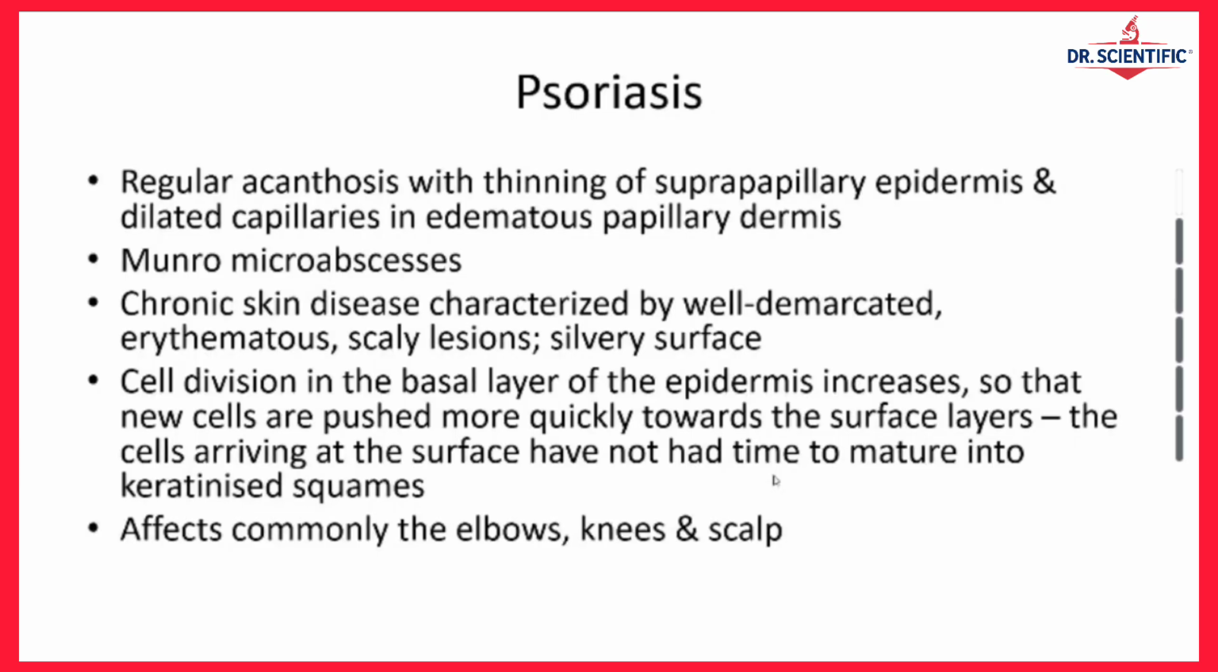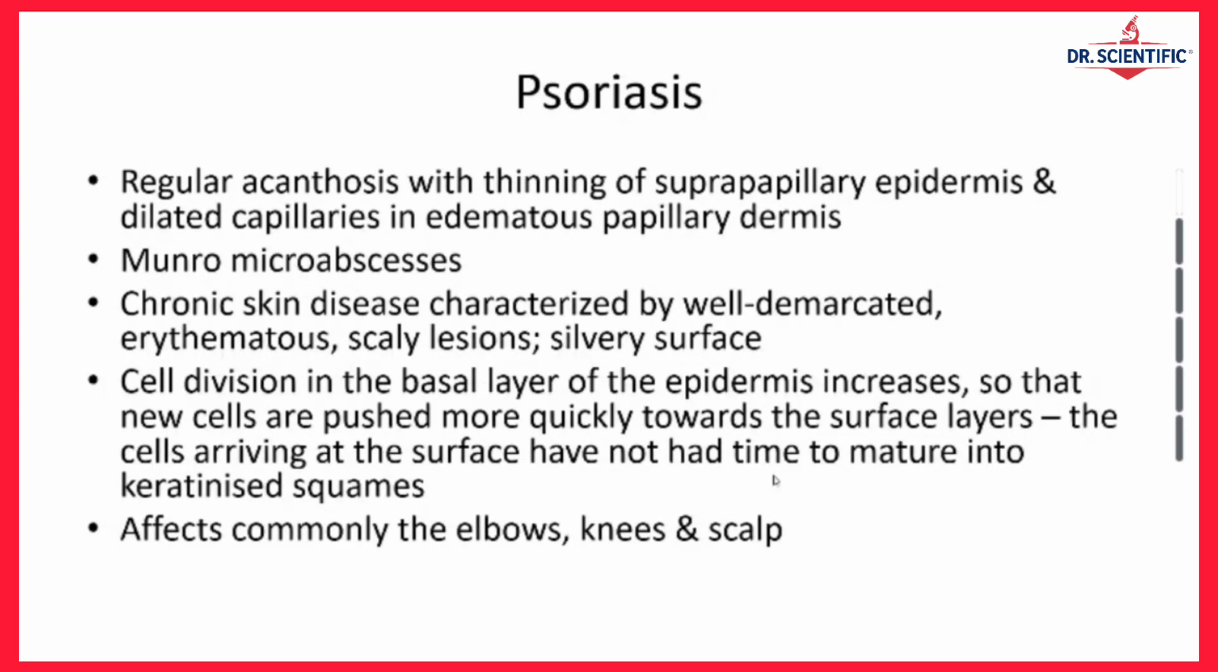Basically, psoriasis is a chronic skin disease characterized by well demarcated erythematous, scaly lesions with a silvery surface. Erythema is redness. We talk of something erythematous as reddish. Generally in inflammation, one of the cardinal signs was redness, rubor. Then there are scaly lesions, and all of us have seen scales. If you've seen a fish, you know what scales are. So it looks silvery. That is how it looks, a silvery surface.